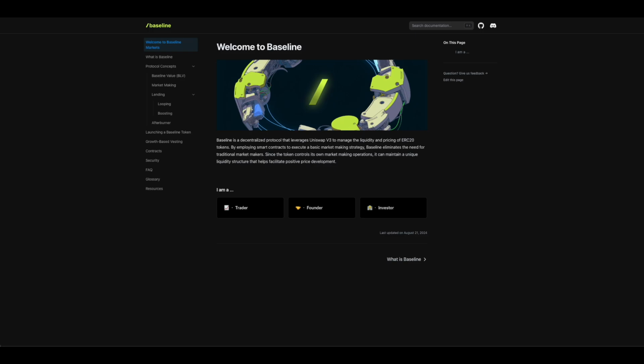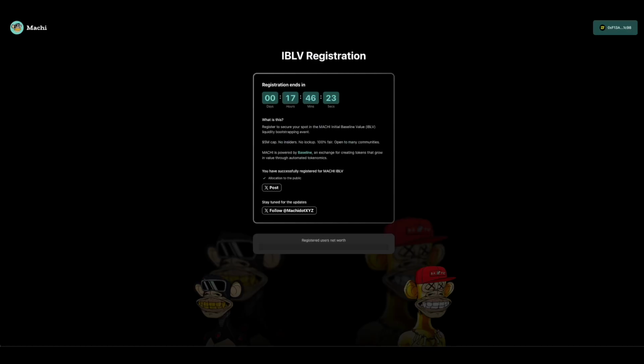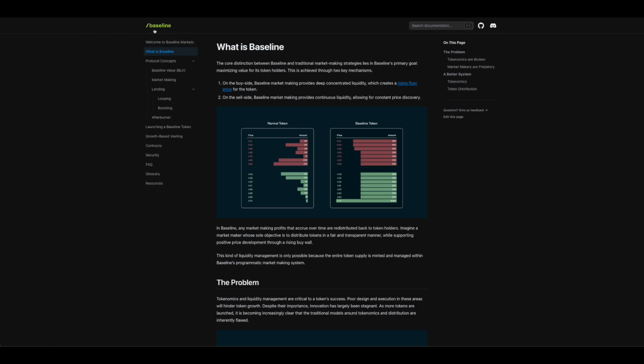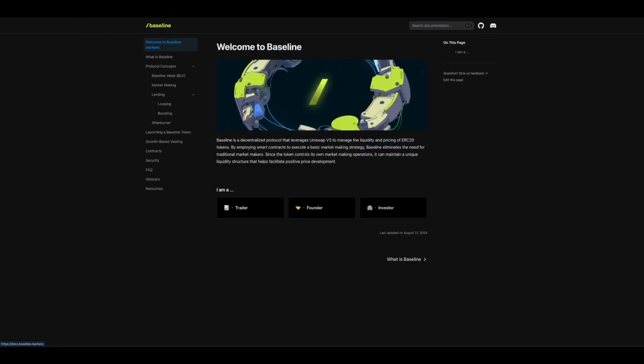Now, baseline came across my desk because someone shared this Machi coin with me, and he says that it's using this baseline. So I decided to take a look at this and find out what's going on here. Okay, so as always, I would suggest you come and read the baseline docs. I guess I'll try to put that in the description, but you can always search for it and find it. Baseline. It's baseline.markets, right?